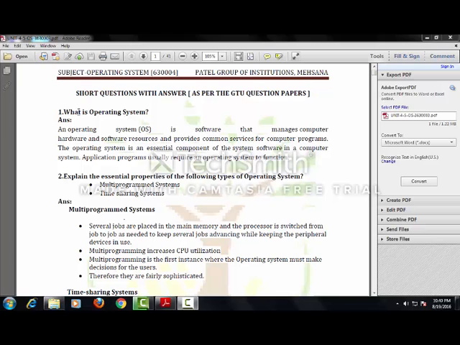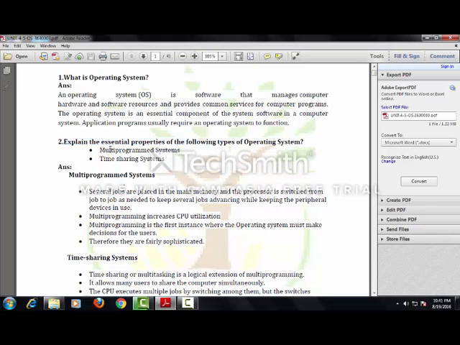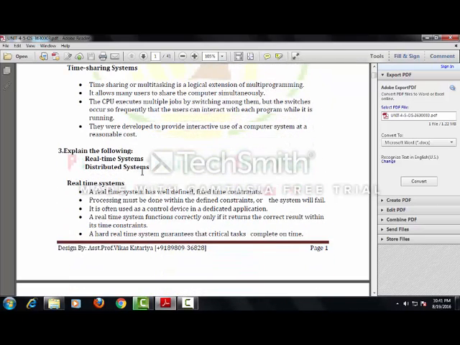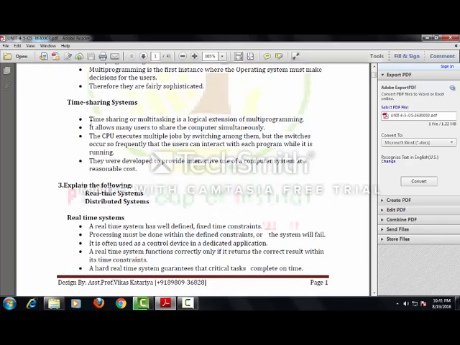In the last lecture we have seen what is the operating system, and how we can define operating system in different manners and different ways. Then we discussed the essential properties of the operating system. Mainly we discussed what is multi-program system and time sharing system. Then we discussed real-time systems and distributed system, right? Sorry, time sharing system.